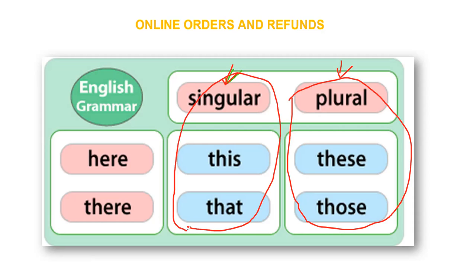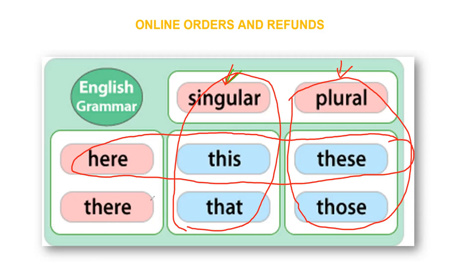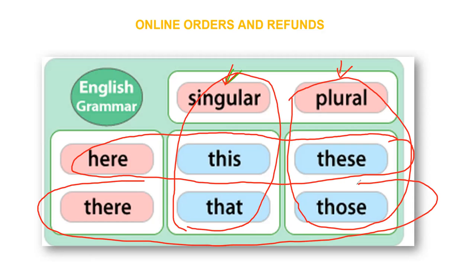And then we are going to cross them out. Then we have here the ones that are near and the ones that are far away. So we need to understand this information. Singular, plural, near and far. Right? So whenever we are going to use demonstrative adjectives, you need to have that in mind. The distance and the quantity. Distance and quantity.